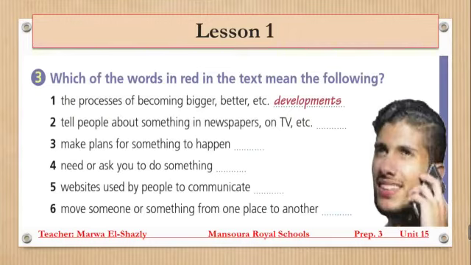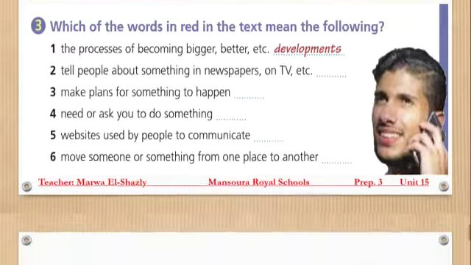Which of the words in red in the text mean the following? Number 1 is done for you. Number 1, the processes of becoming bigger, better, etc. Developments. 2, tell people about something in newspapers, on TV, etc. 3, make plans for something to happen. 4, need or ask you to do something. 5, websites used by people to communicate. 6, move someone or something from one place to another. Pause the video, think and answer, and come back to check your answer with me.